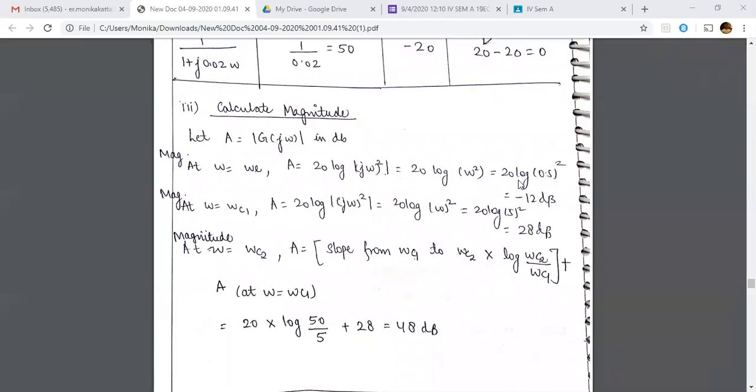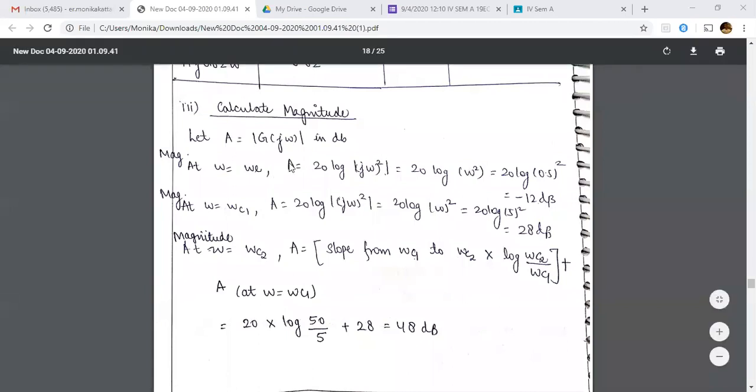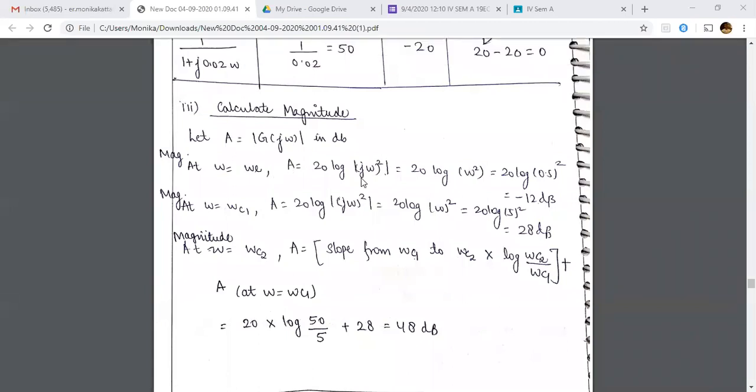Just substitute the value of omega here as 0.5, omega L. You have to find the magnitude at omega L. This is the formula: 20 log (j omega) whole square. So j square becomes 1, and you get omega square. So the magnitude at omega L is equal to minus 12 dB. When you solve this using a calculator, you get minus 12 dB.